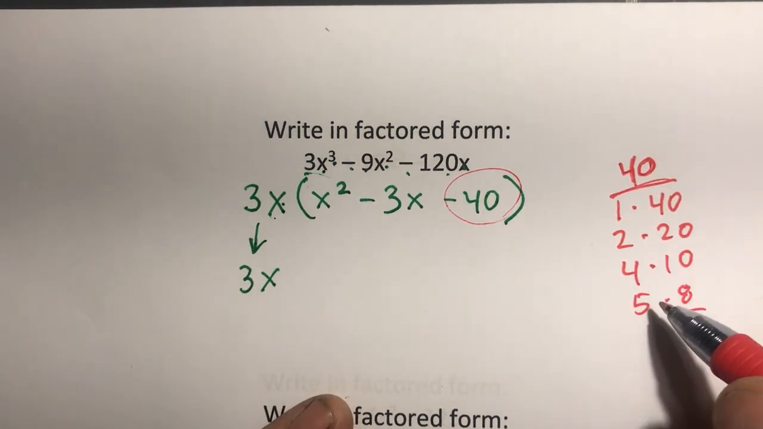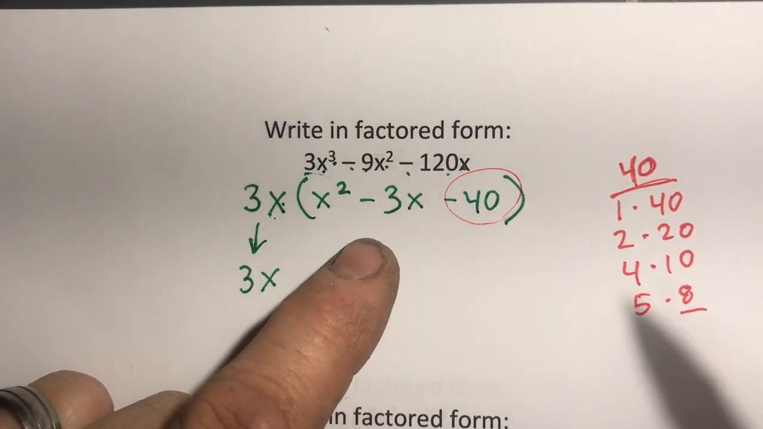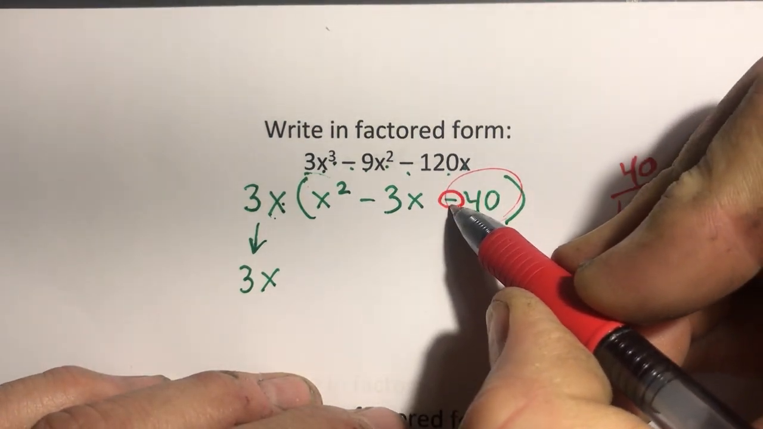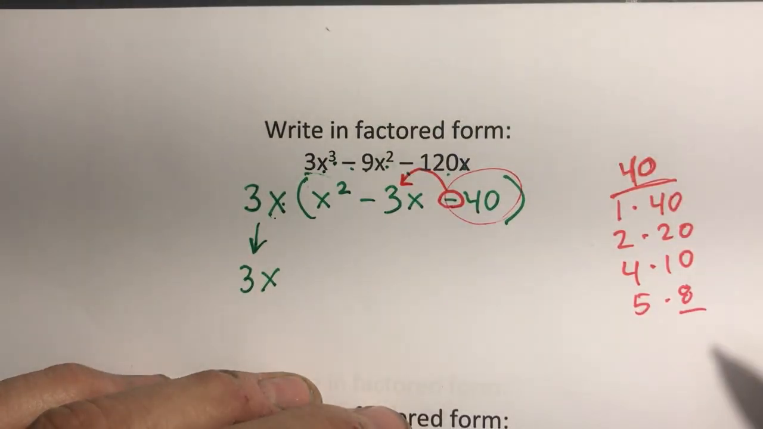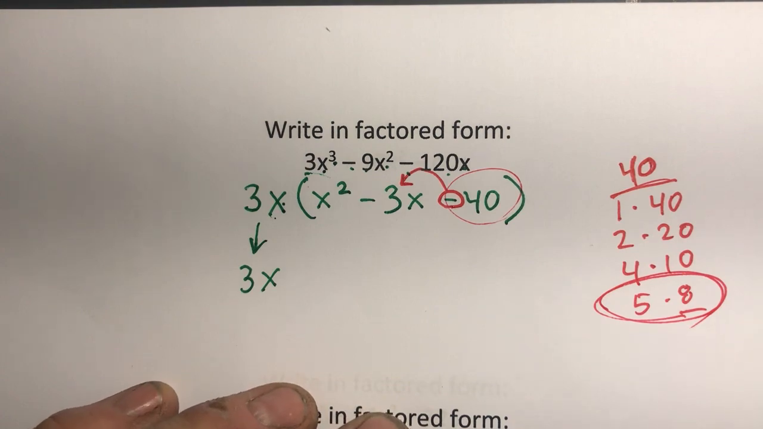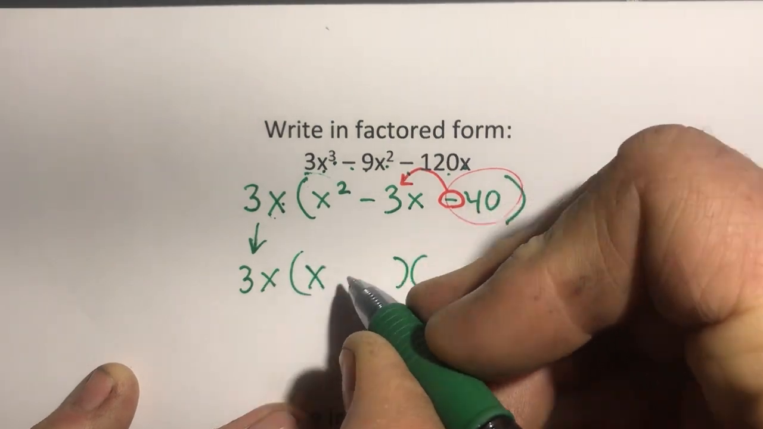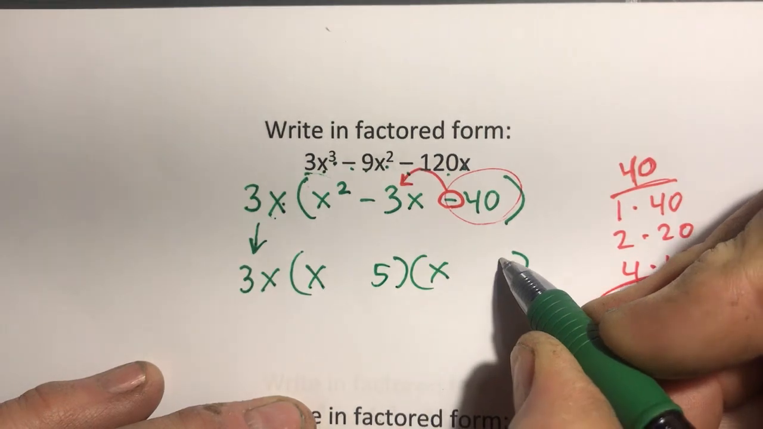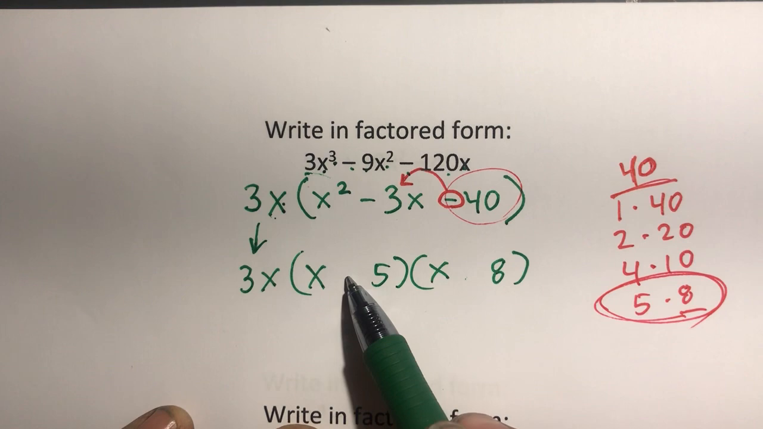Now, which of these two numbers are the ones I need to factor this trinomial? Since there's a minus in front of that 40, I want the two numbers that subtract and get this number right here, 3. Well, I believe that's 5 and 8. So there's my numbers for my factors. All right, so I make this thing out here. I've got an x in front of both of these factors. I've got a 5 in one, and I've got an 8 in the other one. Now all I need is my signs that go in there.